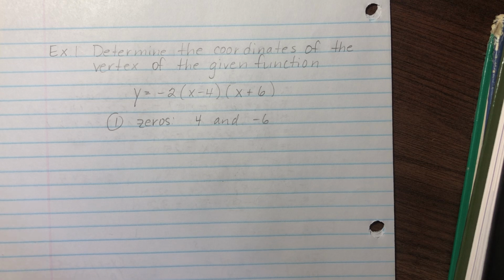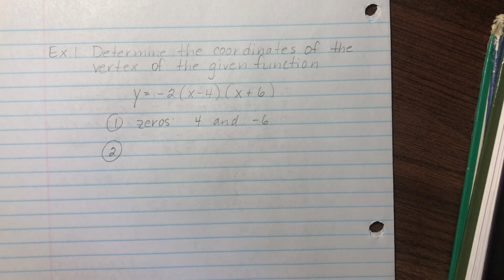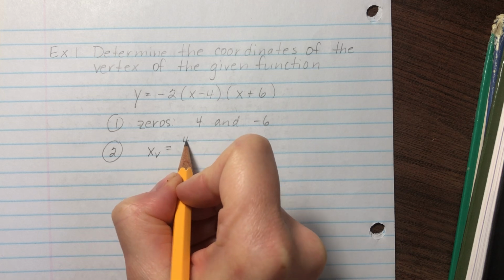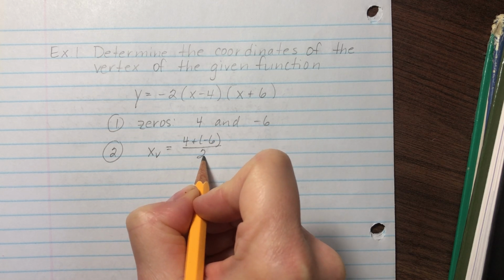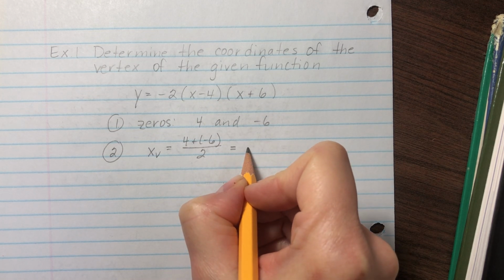of 0. The next step is to find the x coordinate of the vertex by taking the average of the zeros, since the vertex is going to be halfway between the zeros. So adding 4 and -6 together and then dividing the answer by 2 gives me -1.